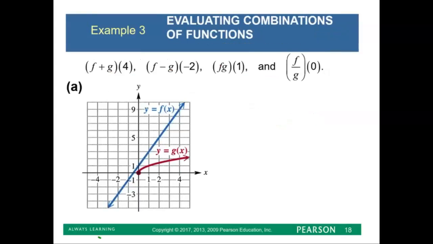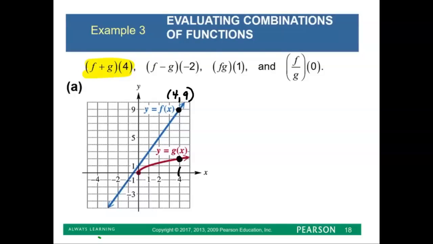Okay, and so sometimes we perform operations on functions when we're given a graph. So let's do a couple of these problems. So we have here (f + g)(4). So we simply need to locate on our graph where f(4) and g(4) are. So f(4) is right here. Okay, so that's the ordered pair (4, 9).